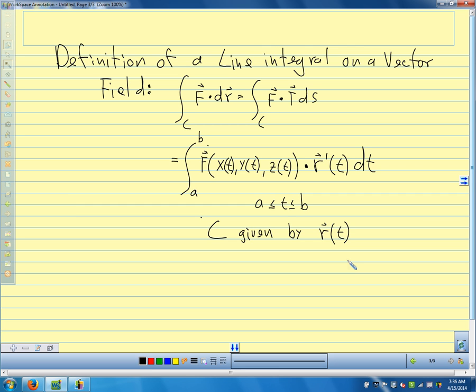All right, everybody good so far? So all I want to do next is just take a look at a few examples of setting these up and evaluating.